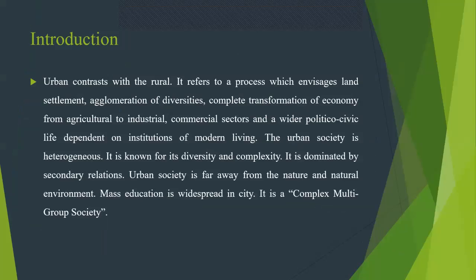So first, to introduce, as we all know, urban and rural are two different things. Urban refers to a process which envisages land settlement, agglomeration of diversities, complete transformation of economy from agriculture to industrial and commercial sectors coming in, wider political and civic life, and dependence on institutions of modern living. So urban society is basically heterogeneous, as we have studied. It is known for its diversity and complexity, and it is dominated mostly by secondary relations. Urban society is very far away from nature and the natural environment, and mass education is widespread in the city, and it's a complex multi-group society.